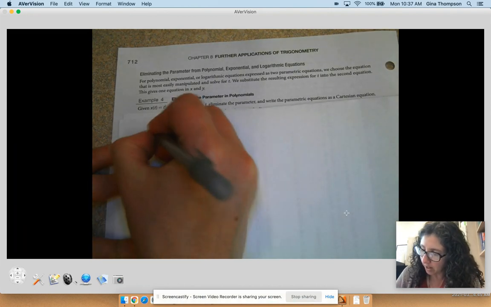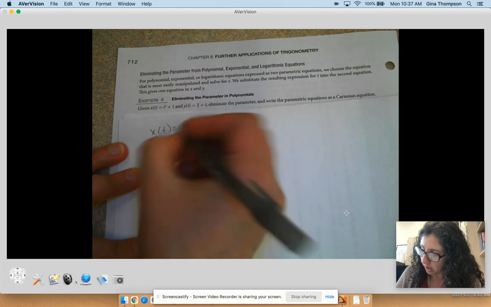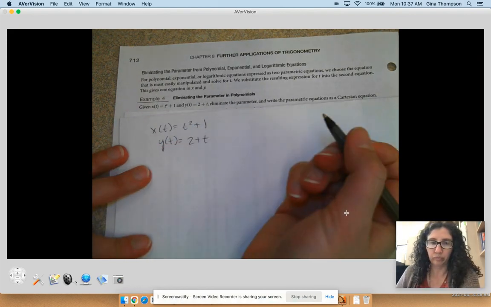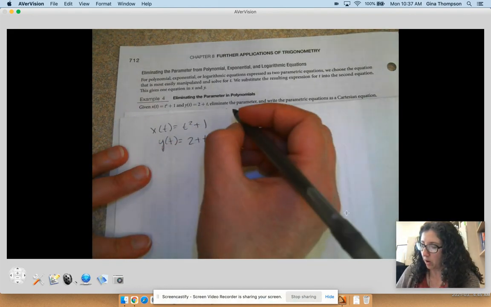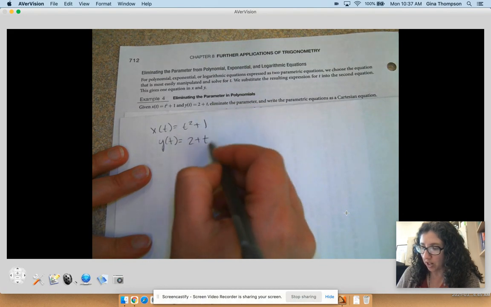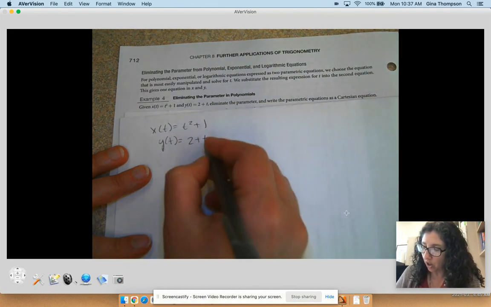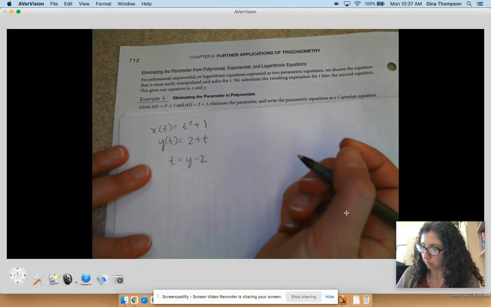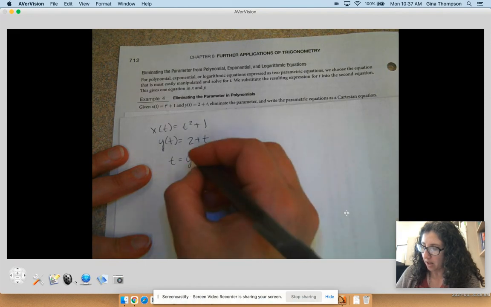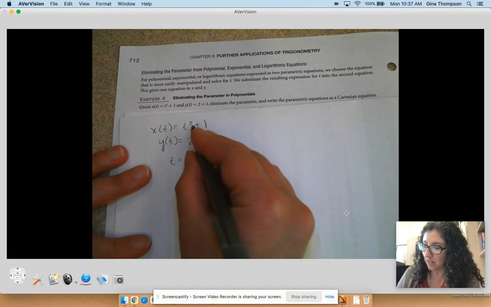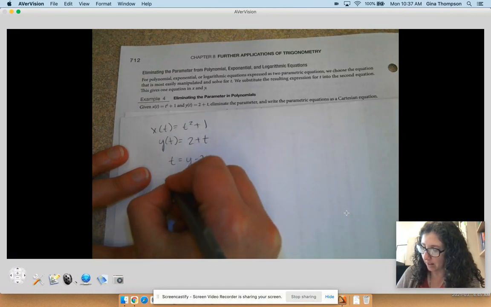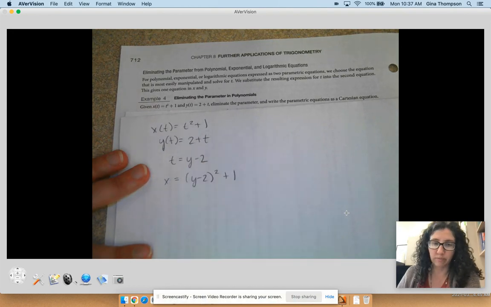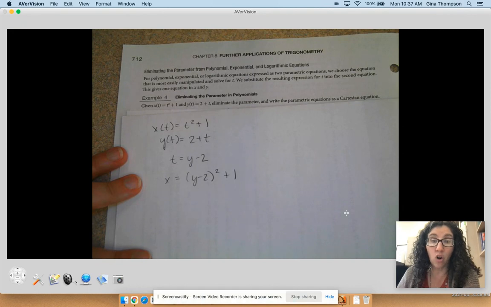Okay, so let's say we have x of t equals t squared plus 1, and y of t equals 2 plus t. Here's a strategy. Here we just have a regular t, right? We could solve for that t. We could say t equals y minus 2. And we could plug that then into this first equation. So we could say x equals (y minus 2) squared plus 1. Ta-da, the t is gone. It's not any harder than that.